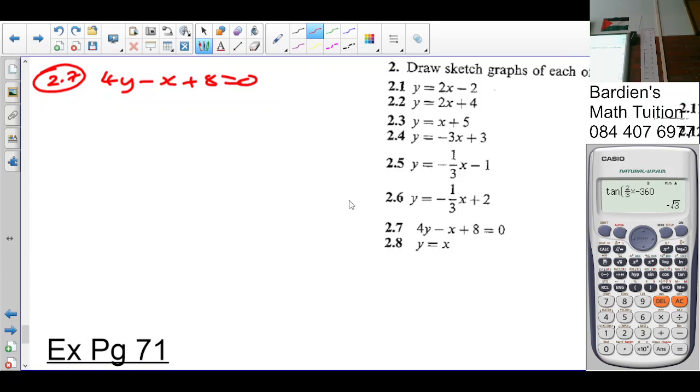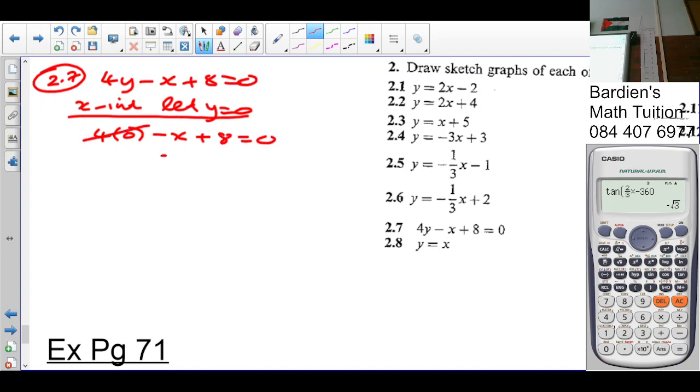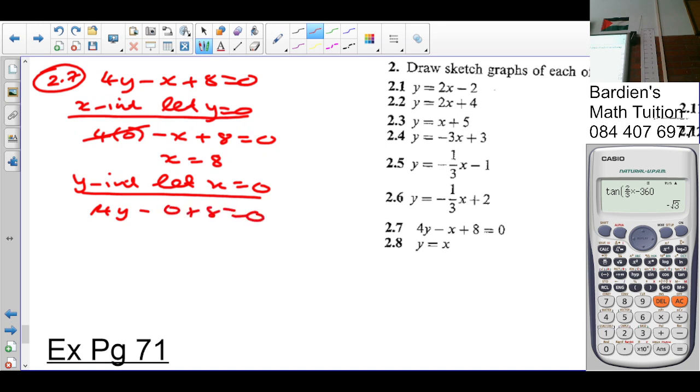So we've got the x-intercept. What do we do for the x-intercept? We let y equal 0. So 4 times 0 minus x plus 8 equals 0. So x is equal to 8. Y-intercept. What do you do for y-intercept? Let x equal to 0. So 4y minus 0 plus 8 is 0, so 4y is negative 8. Y is negative 2.